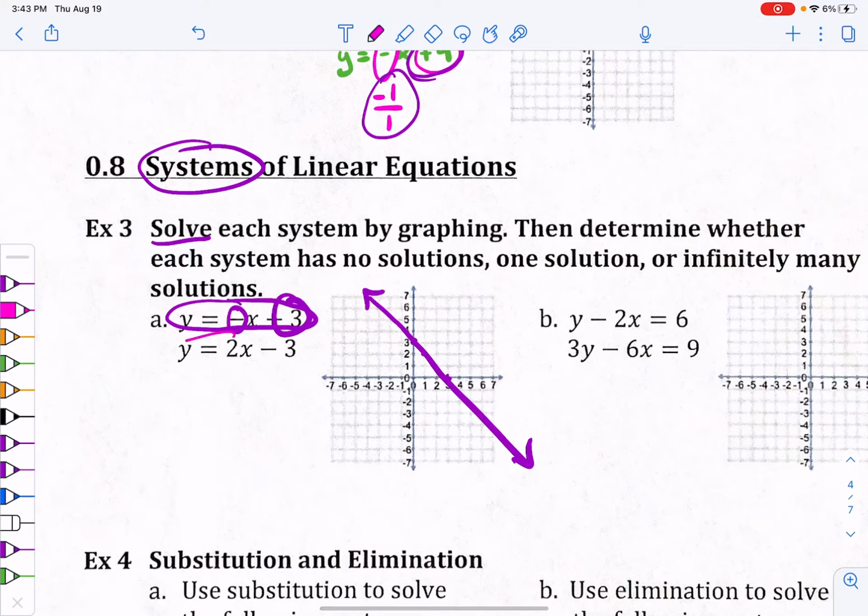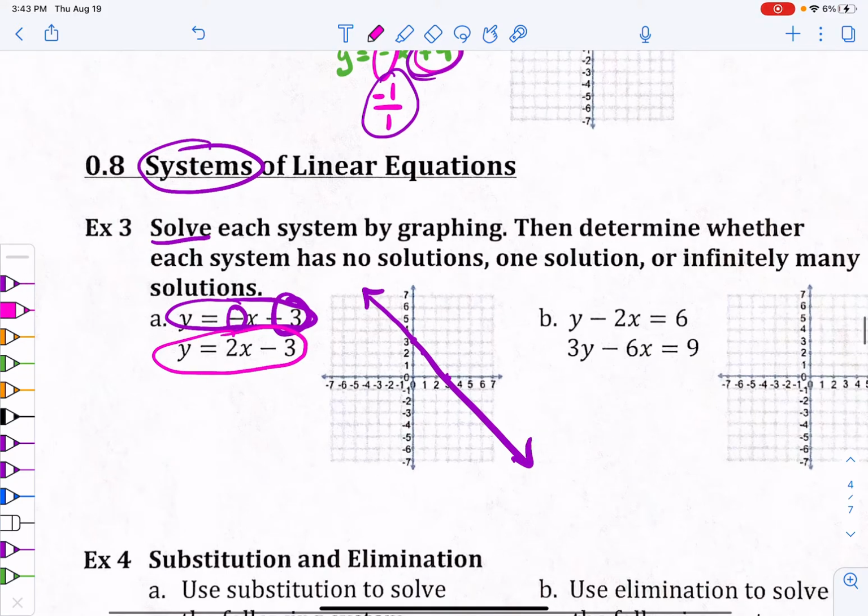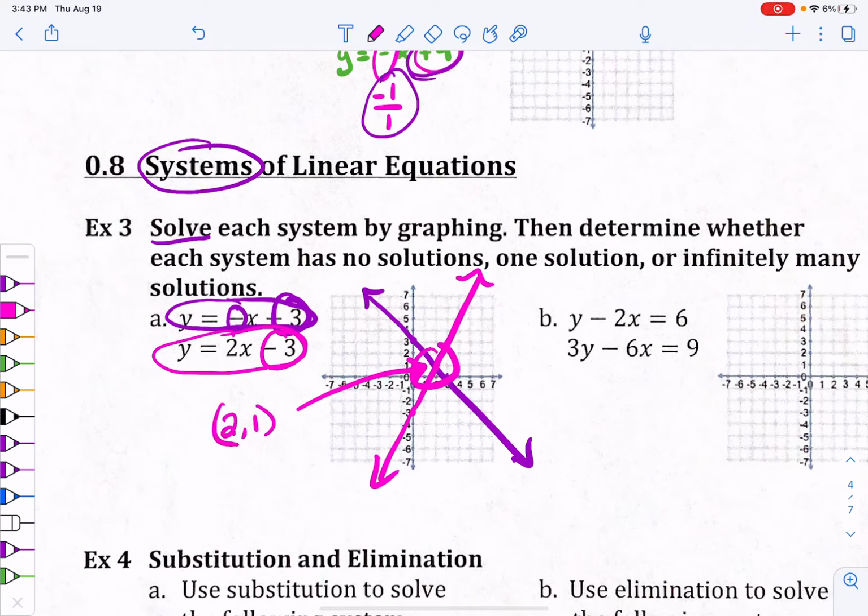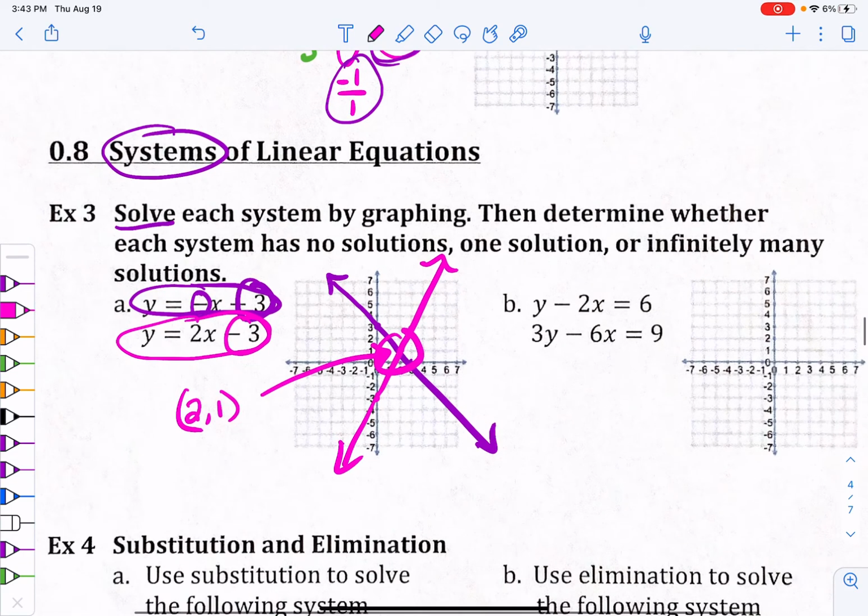And then I'm going to graph the second one by starting at -3. That's this guy. And then up 2/1, up 2/1, up 2/1. And we have this guy here, and we have him graphed. And we're looking for the place where they intersect each other, which is this one right here, and that coordinate is about (2, 1) where those intersect. It says determine whether each system has no solutions, one solution, or infinitely many solutions. This one has one solution, okay?